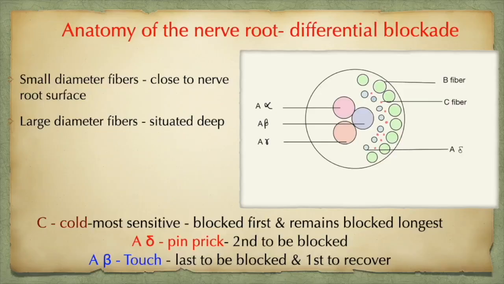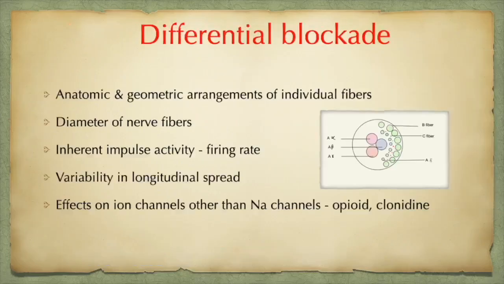And you can also see from the picture that the A alpha, which carry the motor fibers, are present in the innermost part of the spinal nerve. Therefore, the spinal local anesthetic takes longer to reach the A alpha fibers. This differential blockade is due to the different anatomic and geometric arrangements of the individual fibers like B, C, A delta, A alpha, A beta and A gamma.